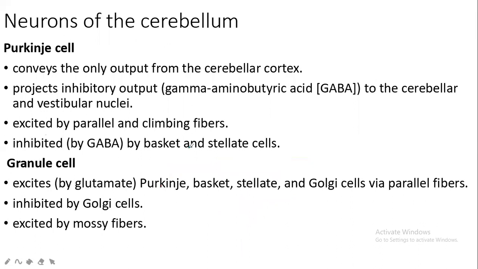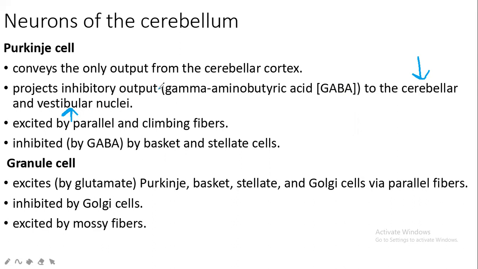So the neurons that we see within the cerebellum include what we call the Purkinje cell, the largest. This basically conveys the only output from the cerebellar cortex. From the cortex, the only output is through the Purkinje cells. And it's actually inhibitory. They produce GABA, and this GABA is released to the deep cerebellar nuclei as well as the vestibular nuclei.